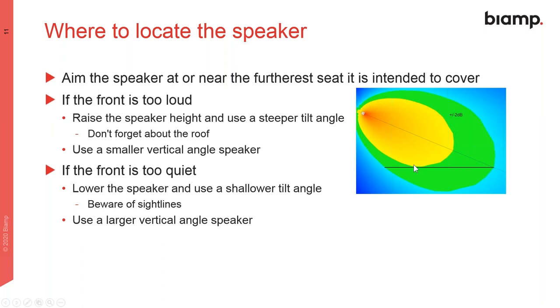If the front is too quiet, lower the speaker and use a shallow tilt angle. Again, beware of sight lines. You can't drop in front of a video screen or something like that. Use a larger vertical angle speaker if the front's too quiet. If you've got a narrow speaker here just lighting up the back and not reaching the front, get a broader vertical.